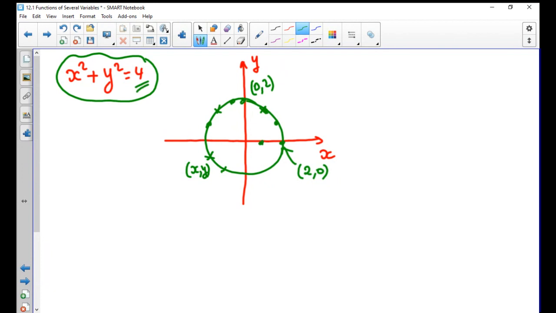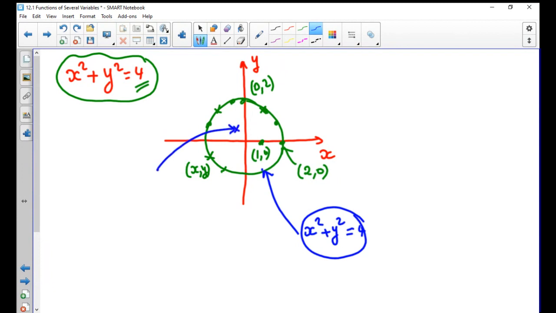Now take a point inside, anywhere. For example, this one, 1, 0. If you take x squared plus y squared for that point, what will you get? 1, which is less than 4. So on this circle, x squared plus y squared is always equal to 4. Inside, if you take any point inside, x squared plus y squared will always be less than 4. Now take any point outside, it will be greater than 4.